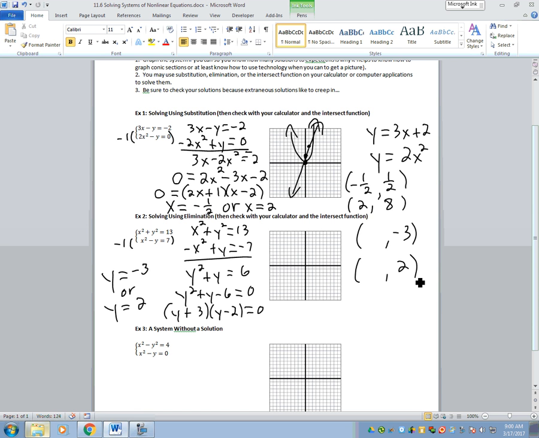If I graph this, this top one would be what? Circle with a radius of about what? 3.6. Square root of 13 is about 3.6. So I'll just go 1, 2, 3. 1, 2, 3. Okay, so there it is. 3.6.